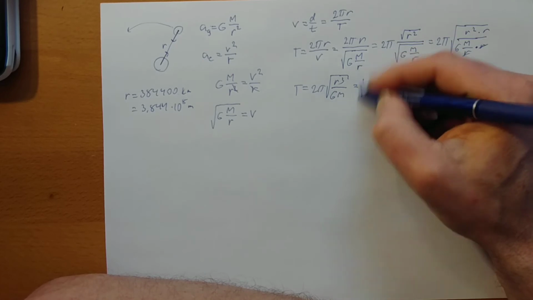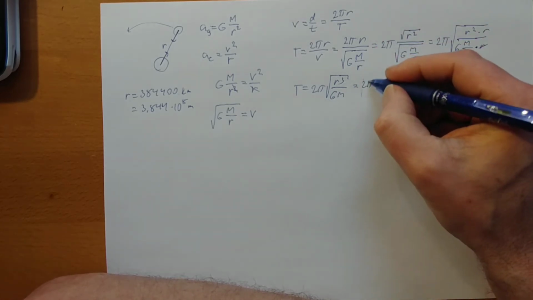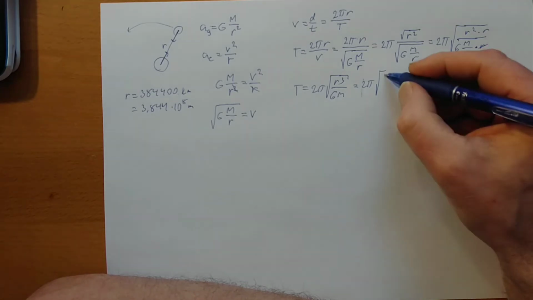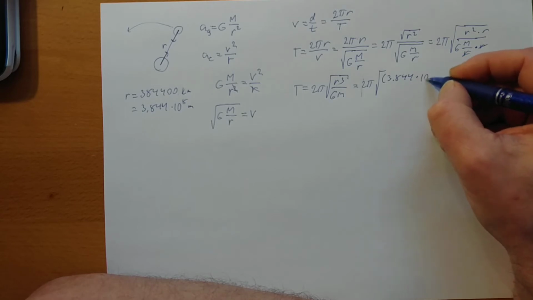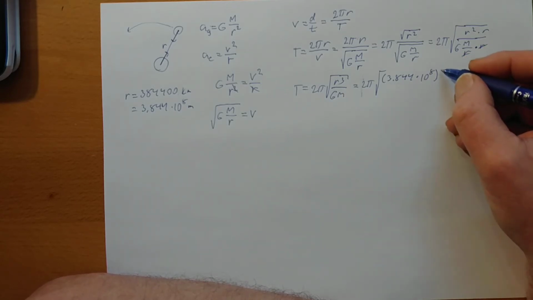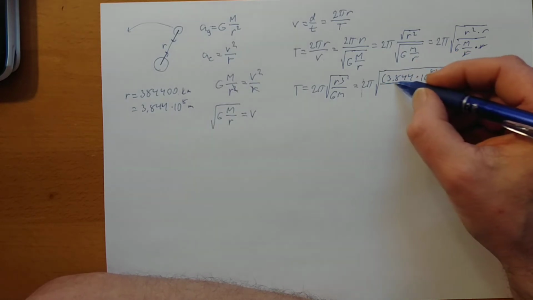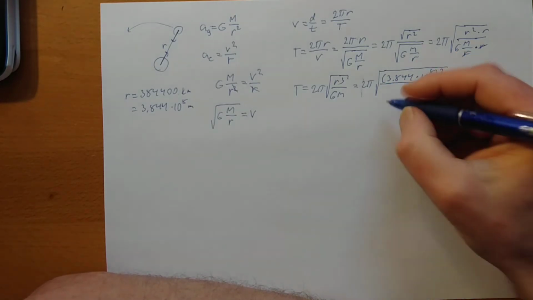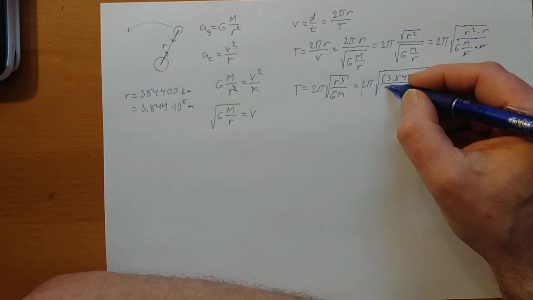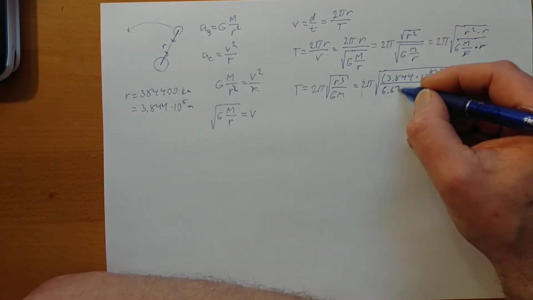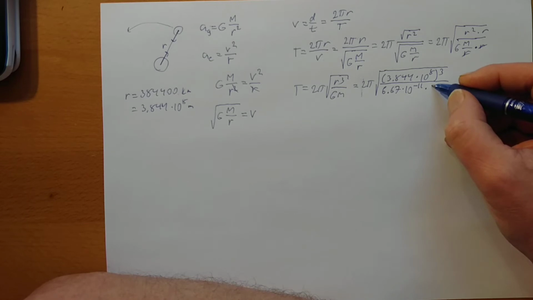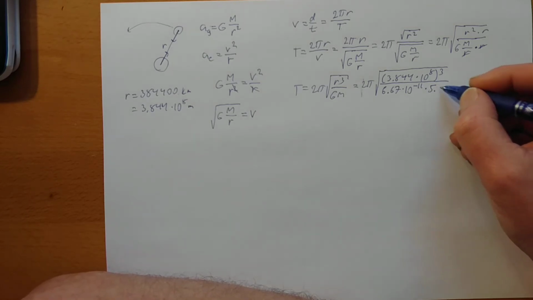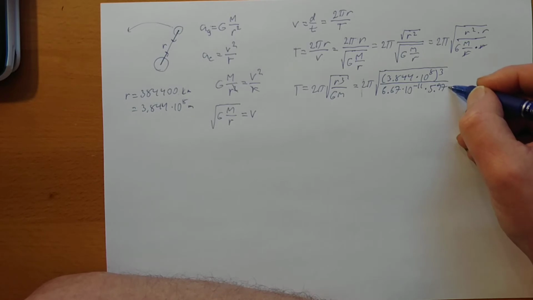2 pi first. 2 pi square root of the radius cubed, so that would be 3.844 times 10 to the power of 8, to the power of 3, over g, that we have the value 6.67 times 10 to the power of negative 11, times the mass of the Earth that we found in a previous video, which was 5.97 times 10 to the power of 24.